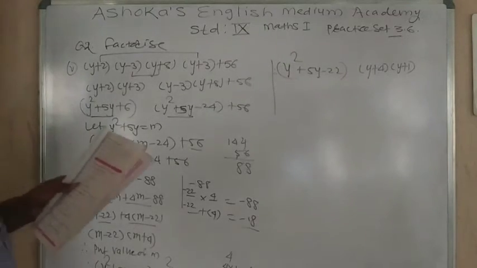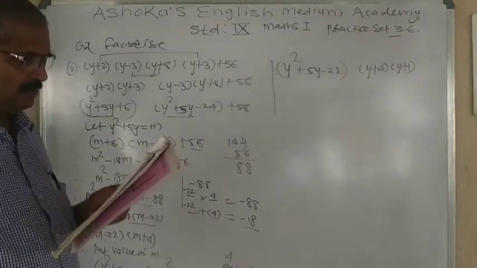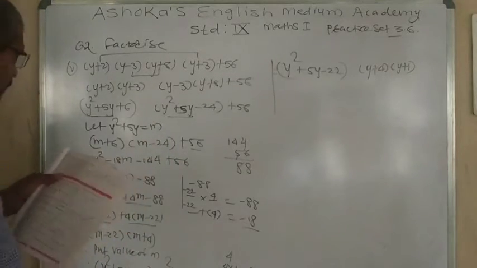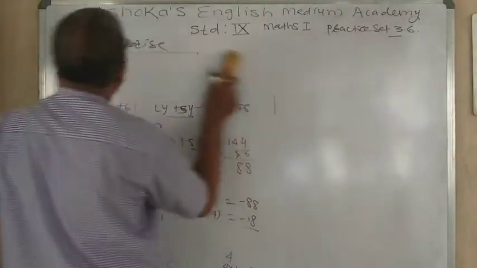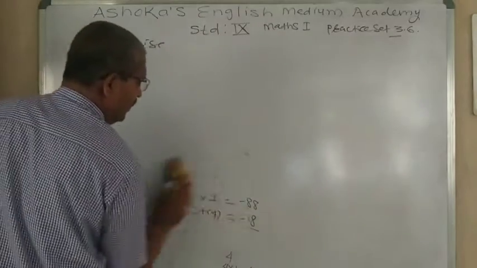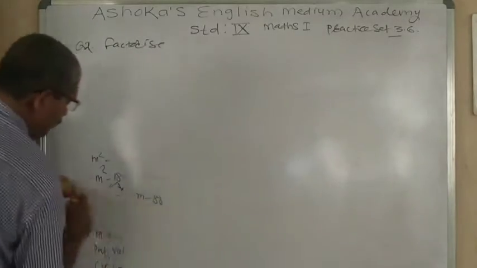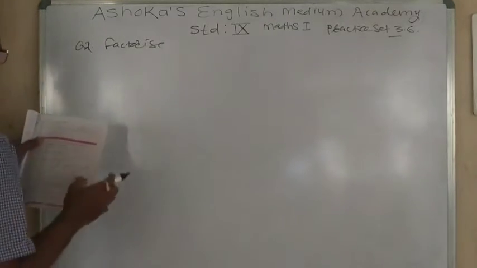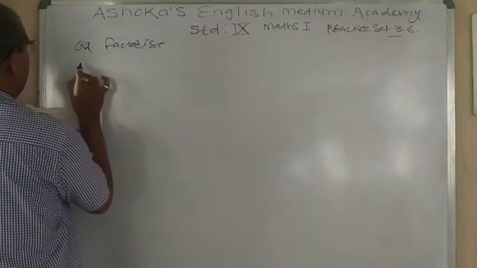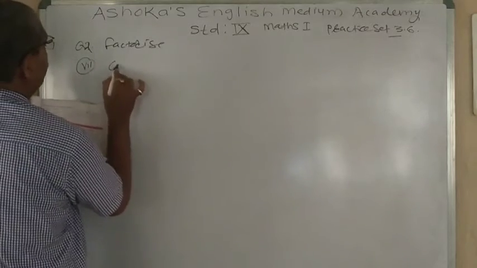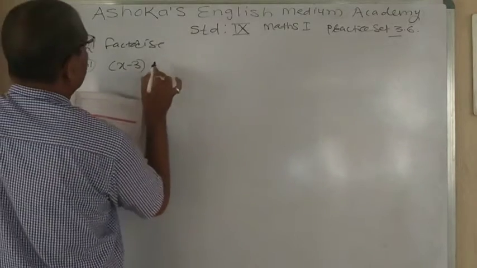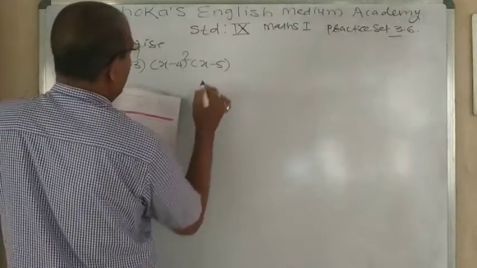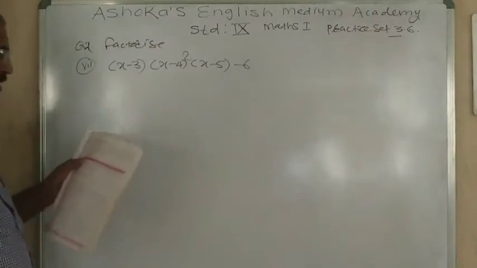Now we are entering into the last question, 7th number. That is also a big one and a little bit difficult like this question. Now we will enter in it. Here, question number 7: x minus 3, x minus 4 bracket square, x minus 5 minus 6.